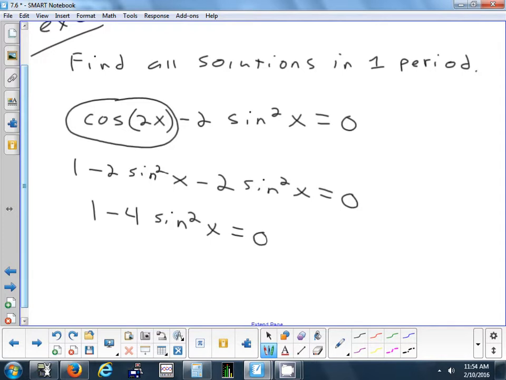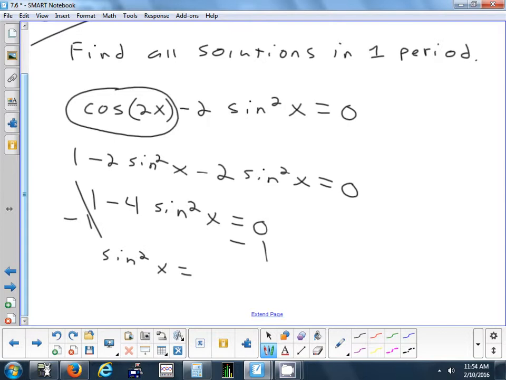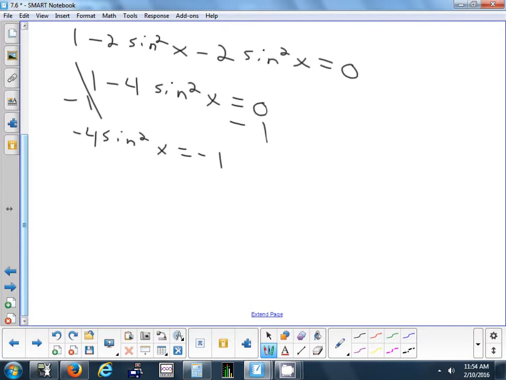You're on the right track. I want people to see how to get there. Before you divide by 4, minus the 1 and then divide by negative 4, and you were right. It does have to equal 0.25. Okay, but I got to get rid of this exponent of 2. Then it's 1/2. So what would sine x equal? 1/2.